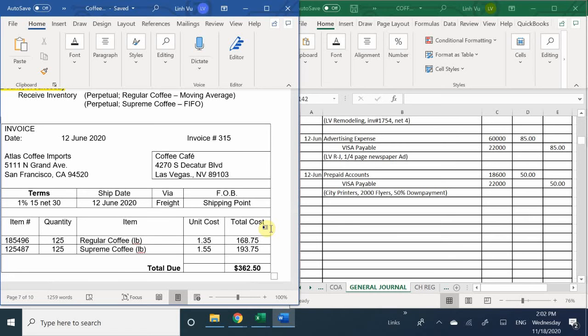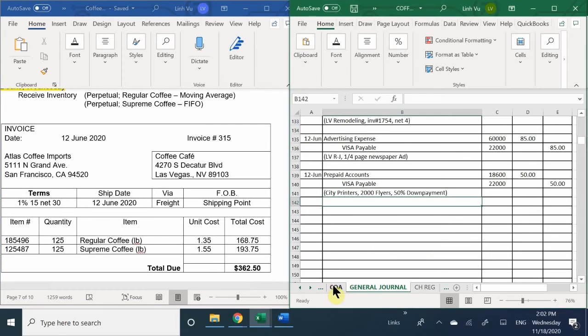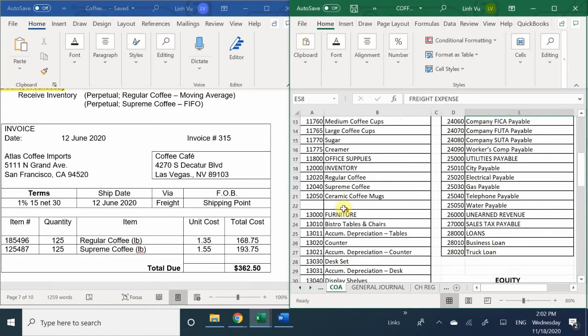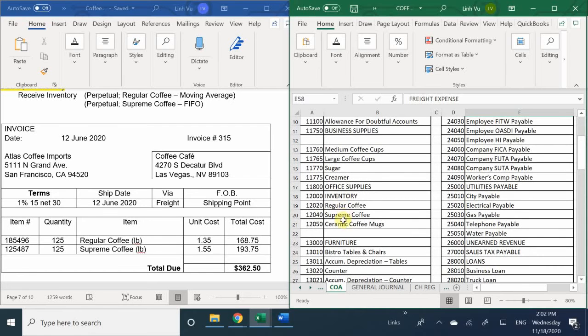Do you guys remember this? This is chapter 7. Everything goes straight into inventory. Everything goes straight to inventory. So do we have an inventory account named after these specific coffees? Let's look. Check in your chart of accounts. Yes, I see regular and supreme. Good. So let's look at those account numbers. So regular and supreme coffee is 1220 and we have 1240.